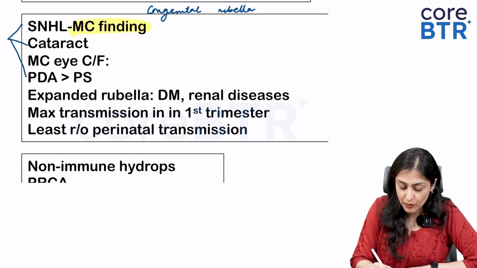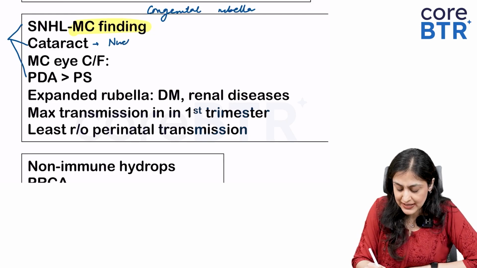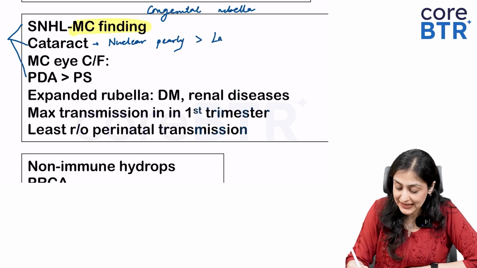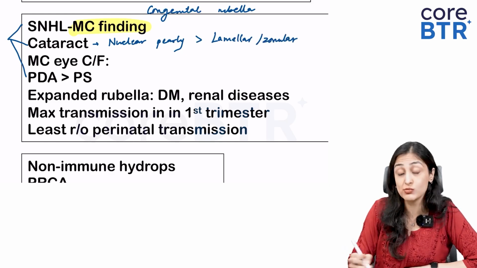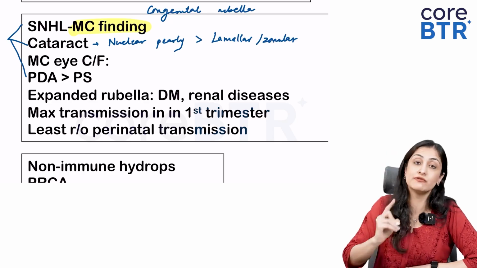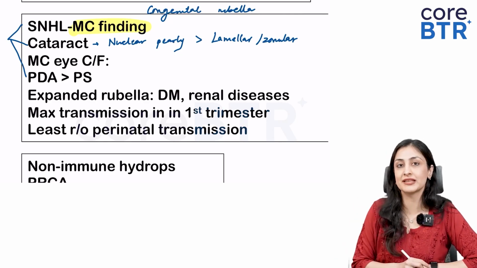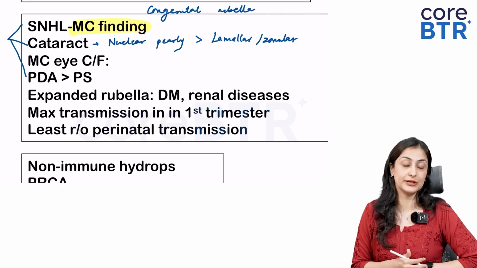Cataract. The most common cataract in congenital rubella is nuclear pearly. But you may also see your lamellar type. Remember lamellar or zonular cataract, which is the most common congenital cataract causing visual impairment. So, that can also be found. But if asked a one-liner, nuclear pearly.